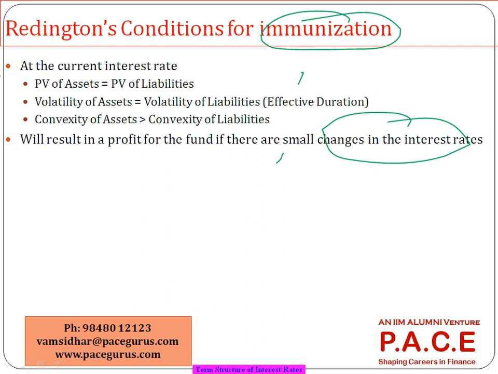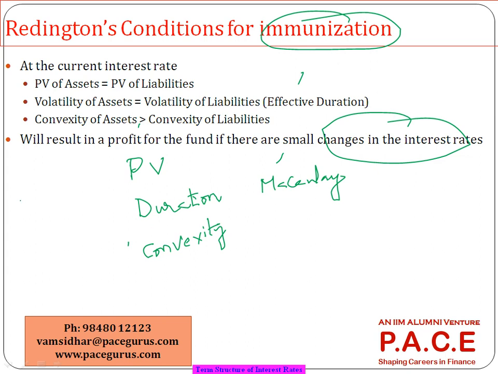And in those kind of cases, how do I really check out whether my portfolio is immunized or not? For that reason, we'll find out all these three aspects. One, the present value. Two, the effective duration, or probably the mean time or Macaulay duration, any one of them. We'll find out the duration. We'll also find out the convexity. And this is done for both assets as well as liabilities.